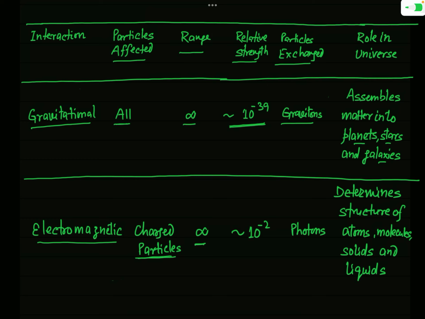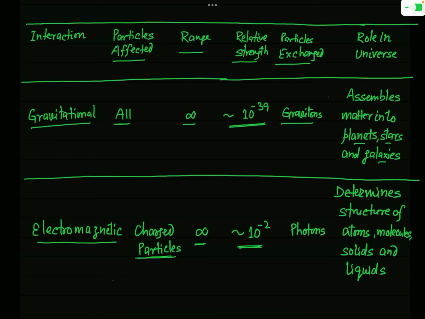And when you compare the strength of this electromagnetic interaction with the strong interaction, it is found that it is in fact weaker than the strong interaction. And if you consider that the strong interaction's strength is 1, then the strength of electromagnetic interaction will be of the order of 10 to the power minus 2. It means it is almost 100 times weaker than the strong force.